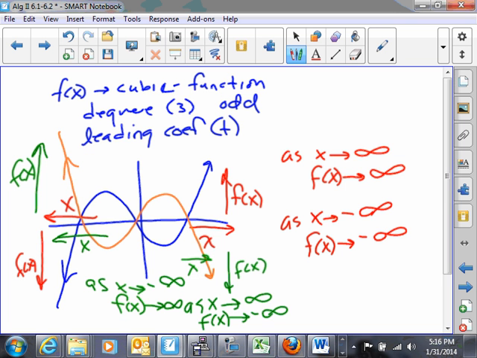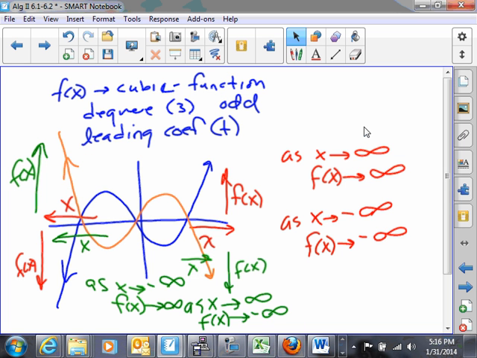And this is true for any odd degreed function. If the leading coefficient is positive, it's up to the right, down to the left. If the leading coefficient is negative and it's an odd degreed function, it's down to the right, up to the left.